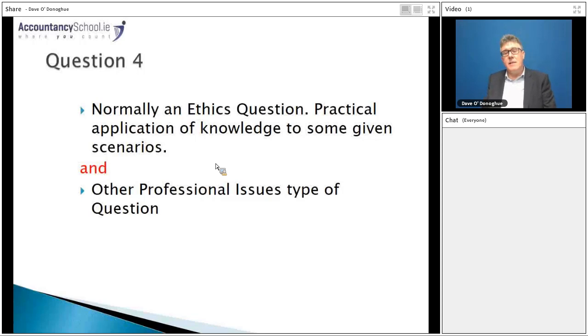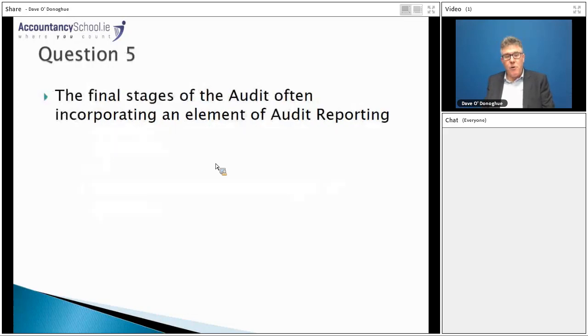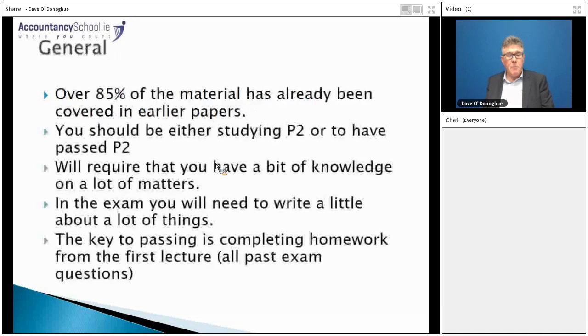Question 4 is normally around ethics and other professional issues. It's not just ethics that arise in this question. They give you a case study, and from the case study you've got to identify ethical issues which arise, and then other professional issues as well. So that would be question 4. Question 5 normally deals with the final stages of the audit, the review stages of the audit, and that will often be dominated by audit reporting. So they're the types of questions that come up.